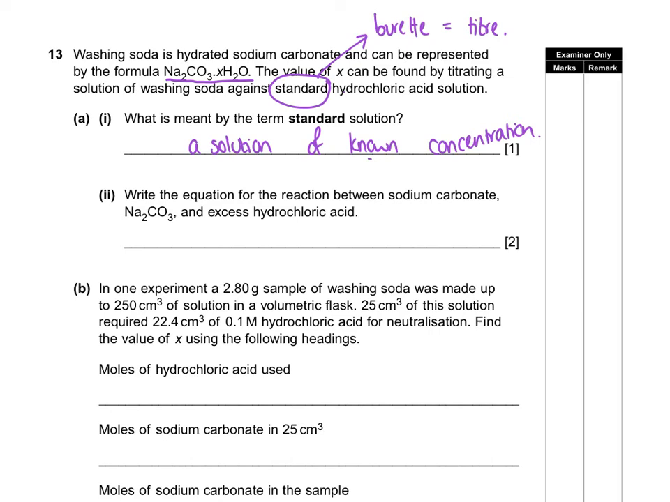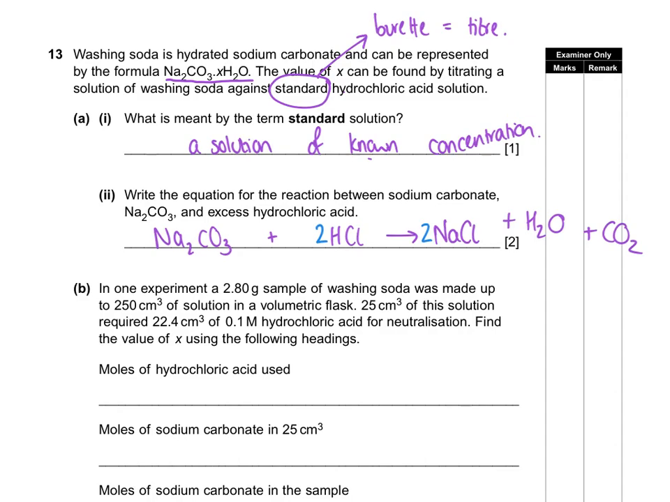Okay, next part asks you for the equation for the reaction between sodium carbonate and excess hydrochloric acid. So sodium carbonate is Na2CO3. Once it's dissolved in water, it'll lose its water of crystallization, so we don't need to include that part. Plus your hydrochloric acid, HCl. Okay, again, you've got a metal carbonate reacting with an acid, so you're going to get a salt plus water plus carbon dioxide. Your salt is going to be sodium chloride, which is NaCl, plus water plus carbon dioxide. To balance that, I'm going to need 2 sodium chlorides, and therefore I'm going to need 2 hydrochloric acids.